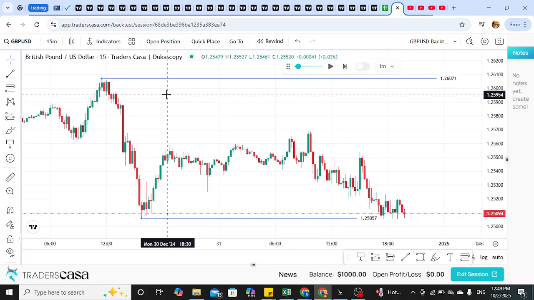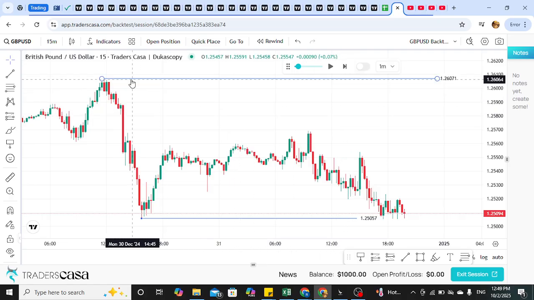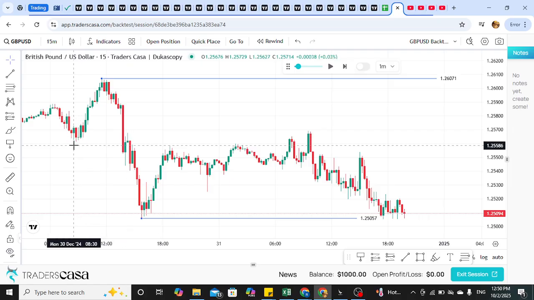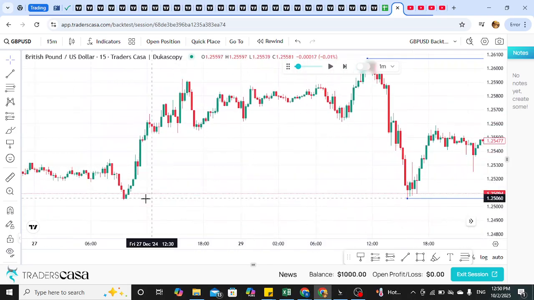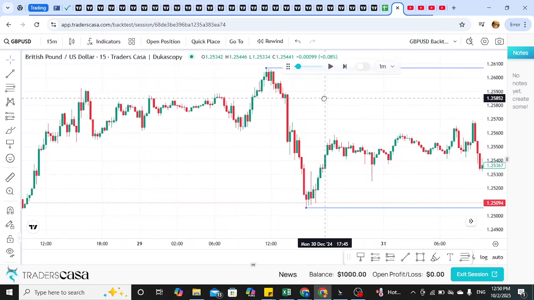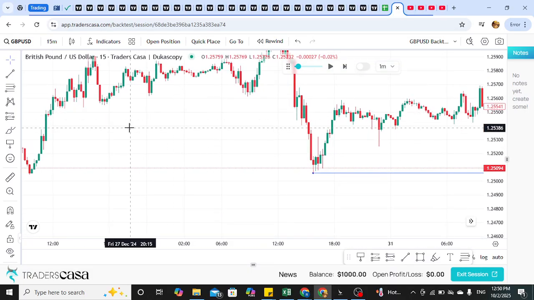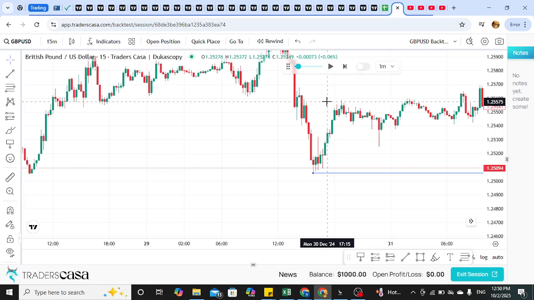Okay, so now this is the top of the range. This is the bottom of the range. How did we identify the bottom of the range? One, this is a change of character. It was an upward trend, and then it went down and broke this low, or even if it was this low, it got broken here. So it's a change of character.